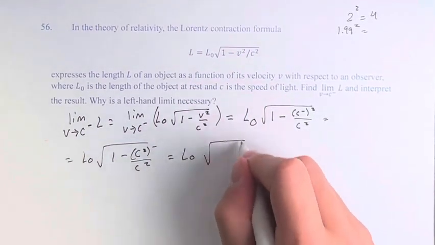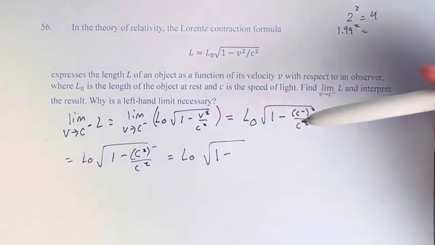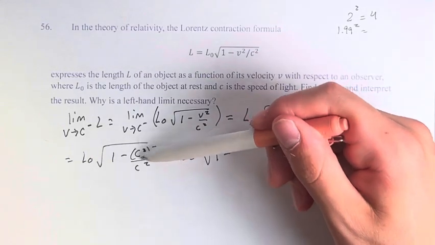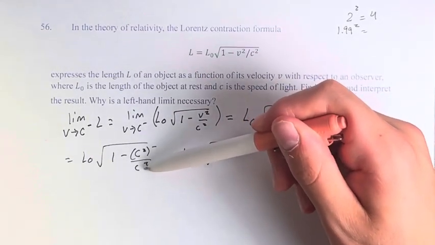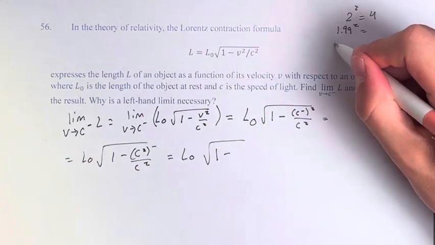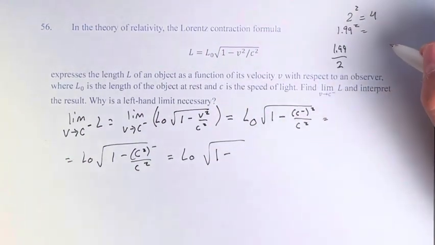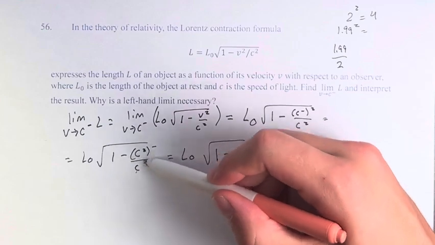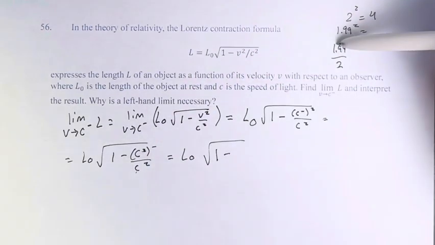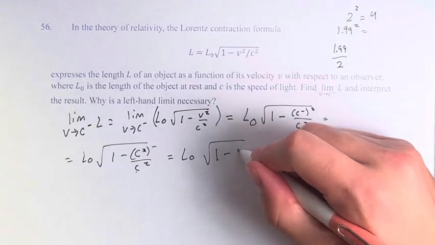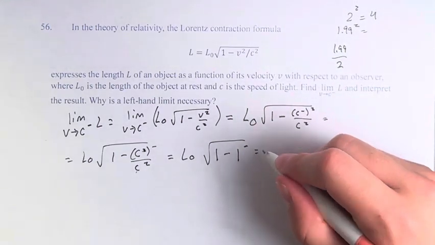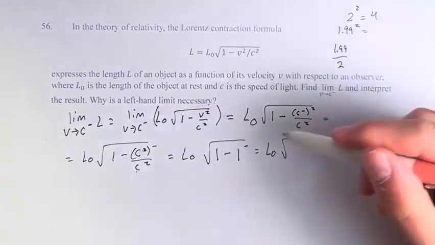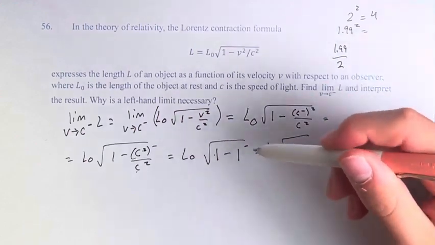This is L naught times 1 minus. Now we're taking values that are very, very slightly less than c squared, and we're dividing them by c squared. So this is like 1.99 over 2. C squared over c squared is 1, but the numerator is ever so slightly smaller. So we're taking values of 1 and we're approaching them from the left. So this is equal to the square root of 1 minus 1 from the left. Well, what does that mean?